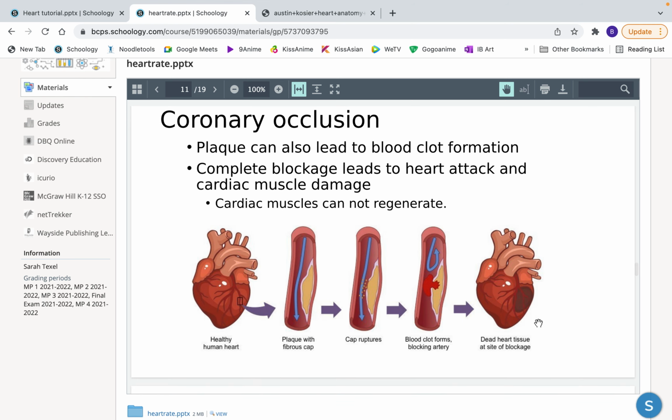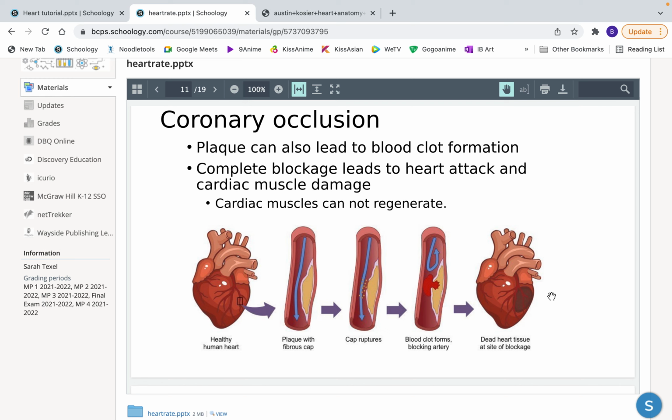And what's going to happen is when that plaque builds up high enough to stop the blood, a blood clot can form, and that's going to block the artery, and that's when we're going to have some of that backflow, and it's going to prevent the oxygen and nutrients and minerals from getting to that part of the heart, and that's going to cause dead tissue.